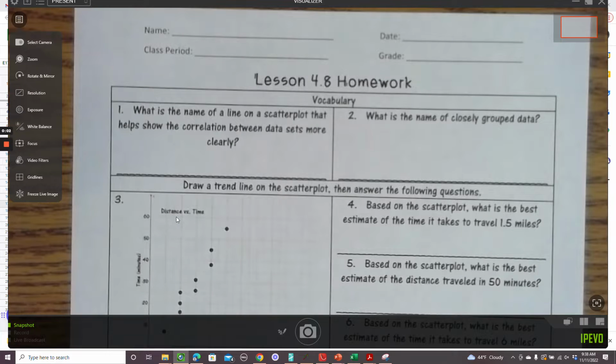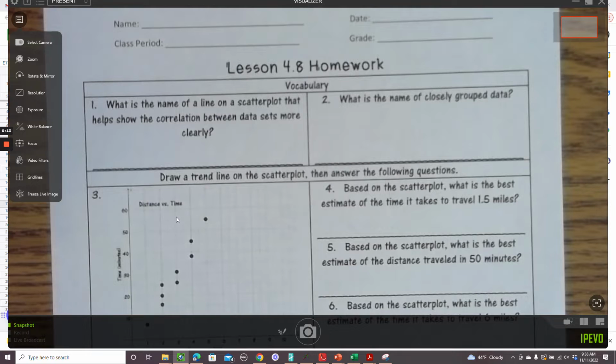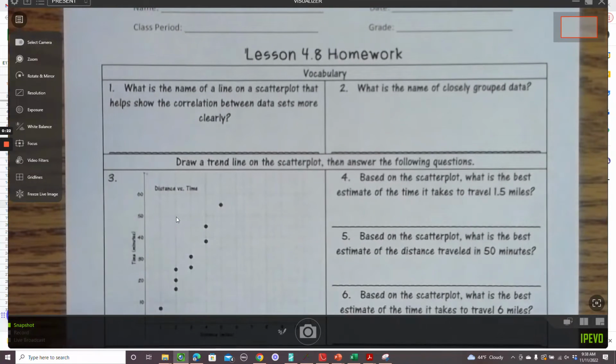This video is for the lesson 4.8 homework. So we're going to finish out this unit looking at trend lines and scatter plots and the association. Y'all did this last year with scatter plots, if it was a positive or a negative, those kind of words. That's how we finish out this linear equations unit.